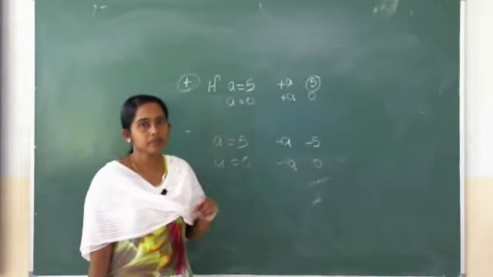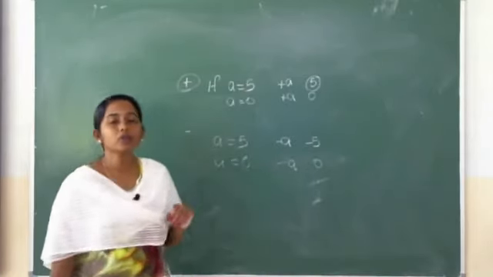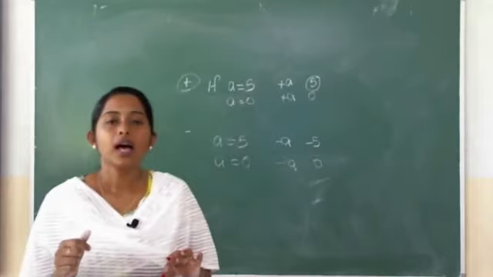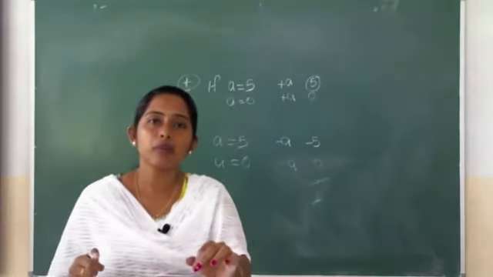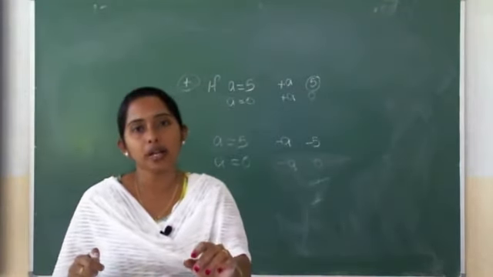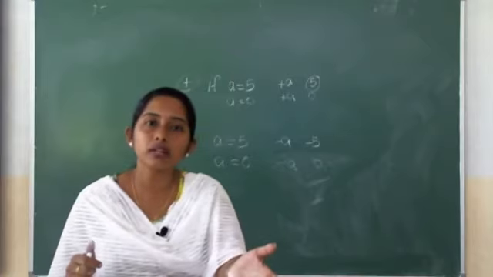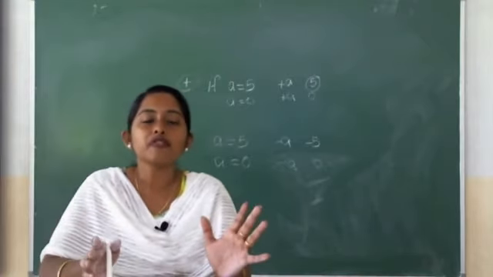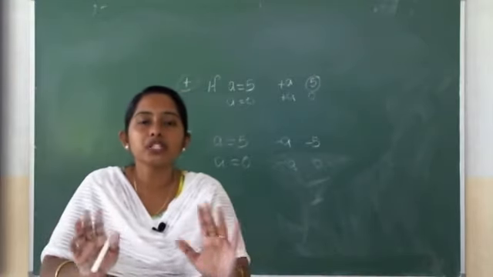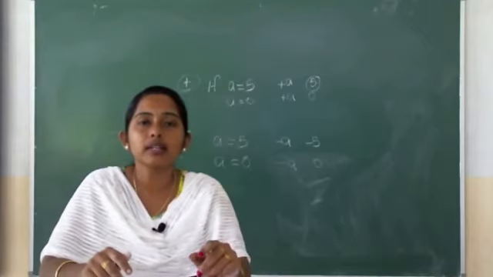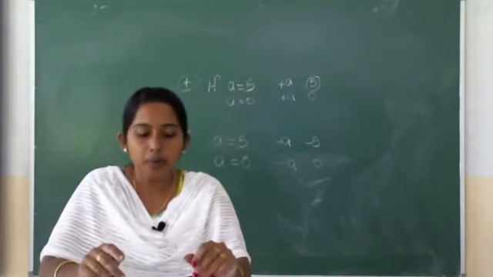Got it? So this is about unary operators, and the next one we are discussing is binary operators. You all know binary operators means two operands. If we are using such operations, we call them binary operators.